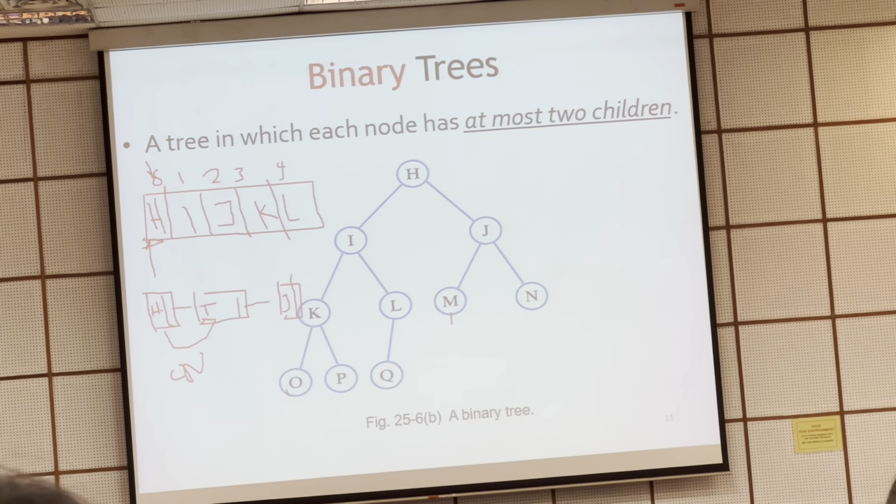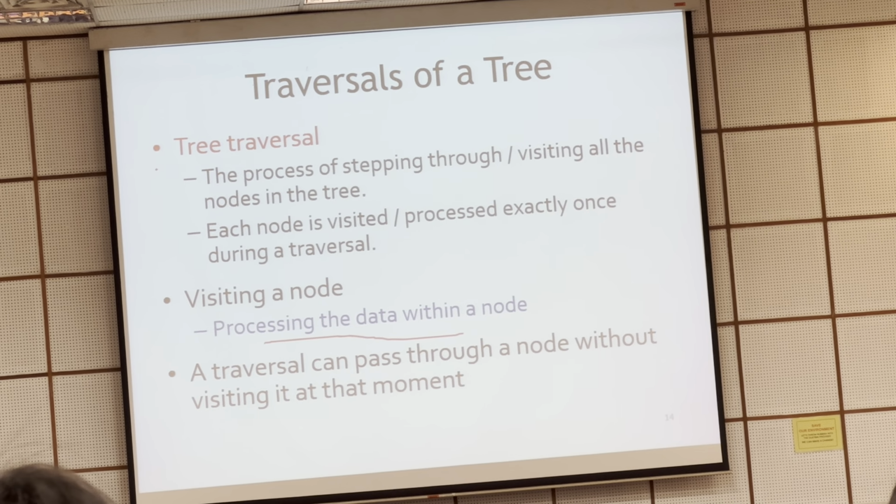In order to traverse the tree, we visit the nodes. Visiting a node means processing the data within the node. Traversal can pass through a node without visiting it at the moment. So you can just pass through. So for instance, I want to access O only. So I can use the path from the root. Imagine you have a path here.